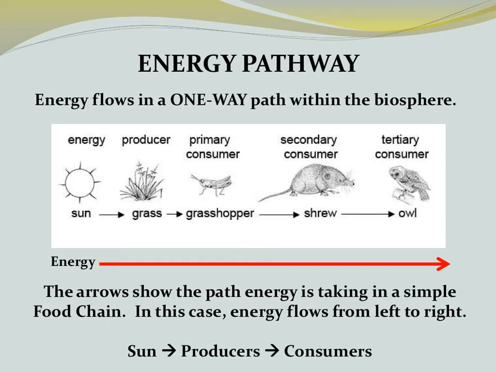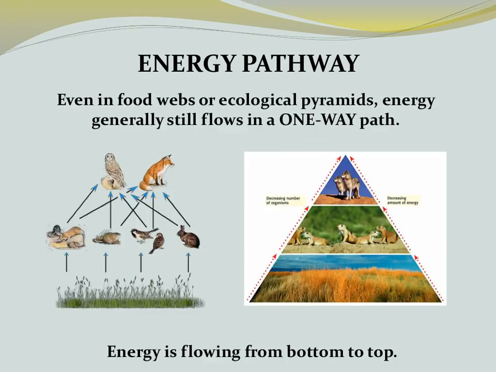So energy is moving from left to right in this diagram. The arrow shows the path of energy in a simple food chain. In this case, energy flows from left to right. Simplified, that means sun provides energy to producers, which provide energy to consumers. Even in food webs or ecological pyramids, energy still flows in a one-way path. In these two examples, energy is flowing upward from the bottom trophic level towards the top consumer.